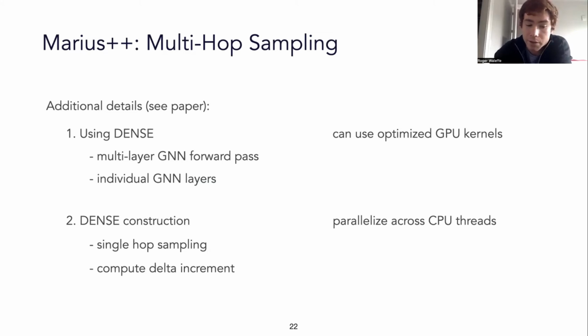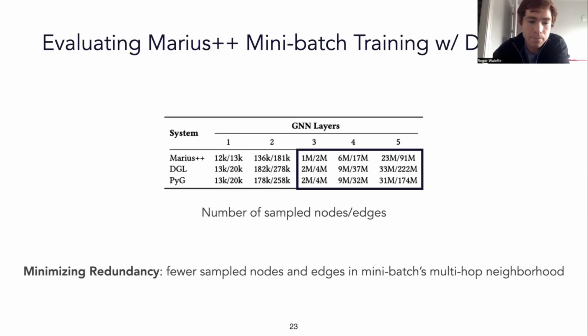So now let's take a look at some experiments to see how mini-batch preparation and processing in Marius++ benefits from these optimizations. To start off with, if we look at the number of sampled nodes and edges in each mini-batch for real GNNs with a different number of layers, we can see that by minimizing redundancy, Marius++ samples fewer total graph nodes and edges to complete multi-hop neighborhoods. For example, Marius++ samples only 1 million nodes and 2 million edges for a 3-layer GNN, while DGL and PyTorch Geometric sample twice this amount.